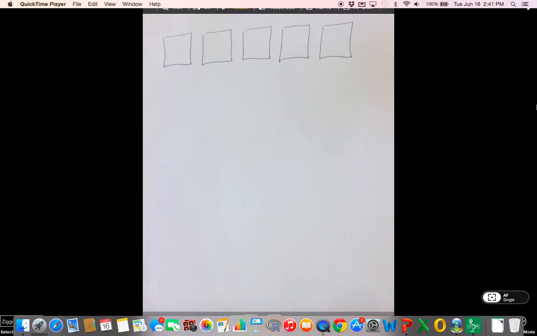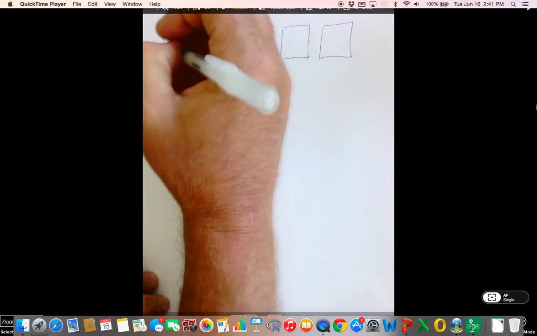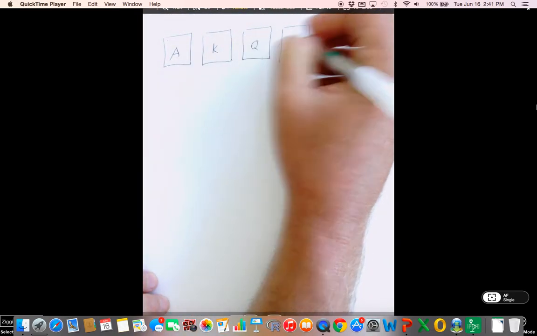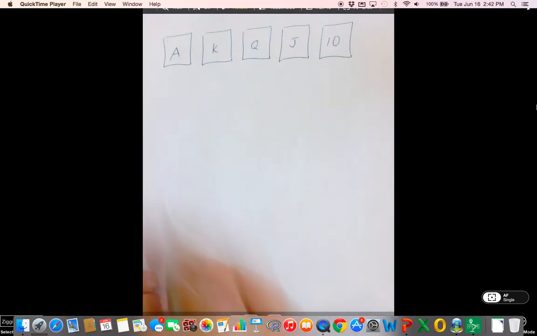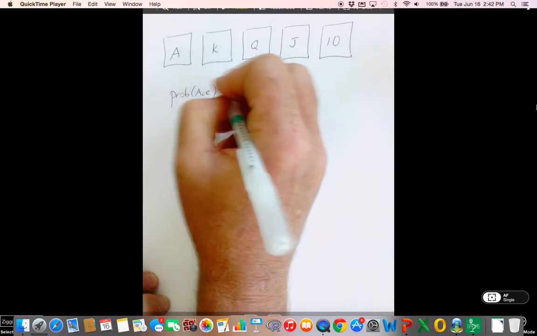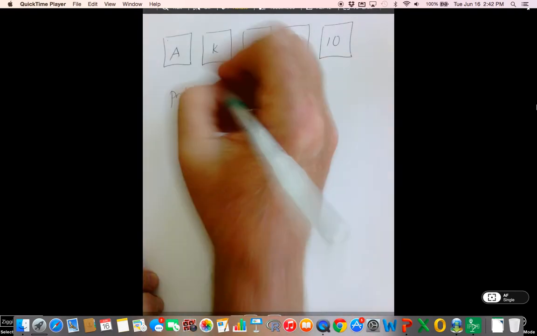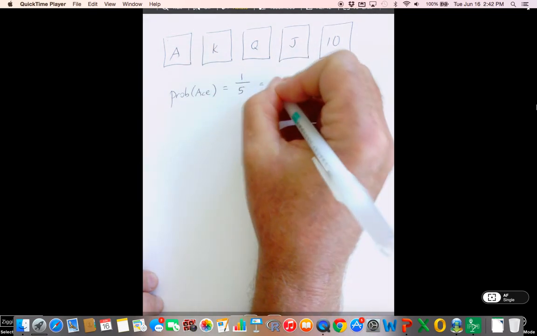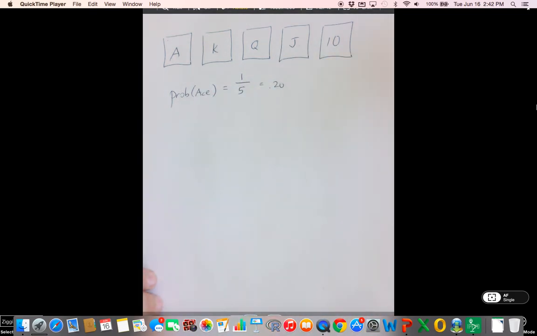Out of a standard deck of 52 cards, let's say I have an ace, a king, a queen, a jack, and a 10. So what is the probability that at random I choose an ace? Well, there's one way to choose an ace out of 5 total ways. So the probability would be 0.20.